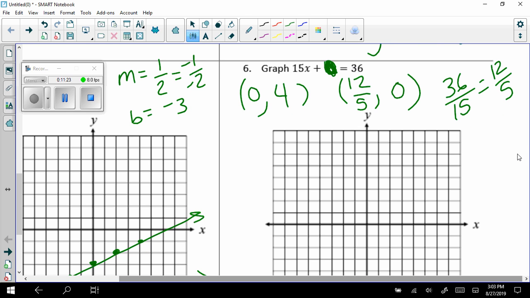I'm just going to do a little guess. If you want to be more precise, then solve for y and use your slope-intercept form. That will get you more precise. So my y-intercept, 0, 4, 1, 2, 3, 4. Make sure you put it on your y-axis. And then 12/5 is 2 and 2/5, so it's almost 2.5. Then I'm going to connect and extend through.